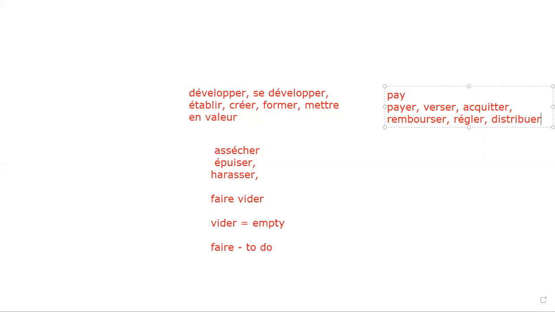So repeat after me, payer. Payer. Clear? Verser is to pay. Verser, to pay. Acquitter. Rembourser, reimburse. Régler. Régler is to settle and distribute. Distribute. Is it clear to you, team? Yes, sir.